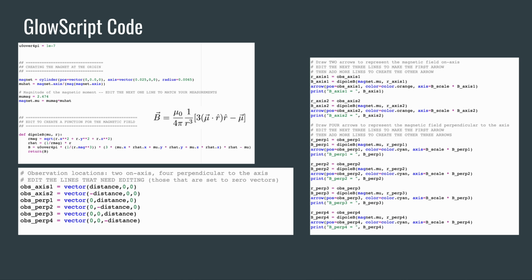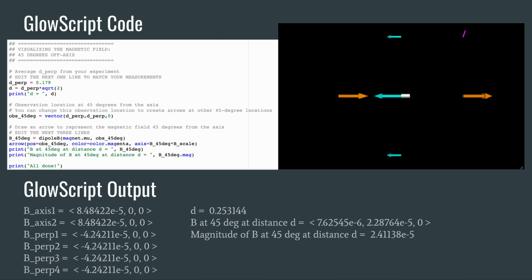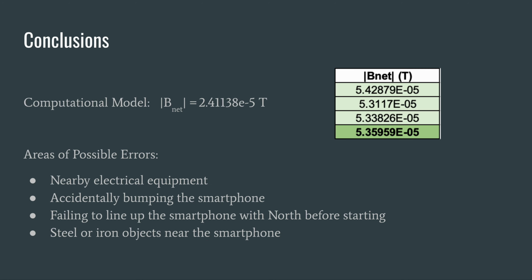So here's our Glow script code for the experiment. And as you can see, an average d perp value of 0.179 was used to get an average d of 0.253144, and the magnitude of B at the 45-degree angle at distance d was equal to 2.411 times 10 to the negative 5 Tesla.